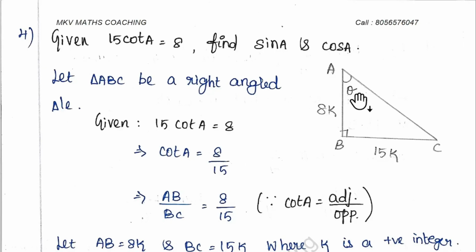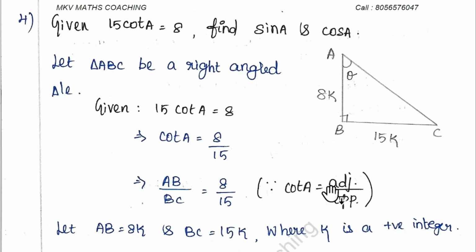Now draw the diagram. So ABC, since you have A, right, you need to find sin A cos A. Place the theta in the A. And what is cot A's formula? Adjacent by opposite side, right? A's adjacent side is AB. A's opposite side is BC. So AB by BC is 8 by 15. So take AB is equal to 8k and BC equal to 15k.